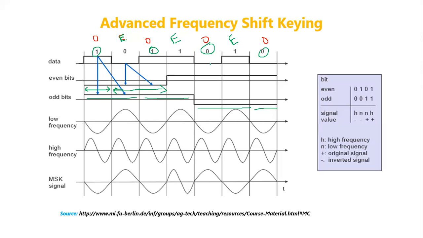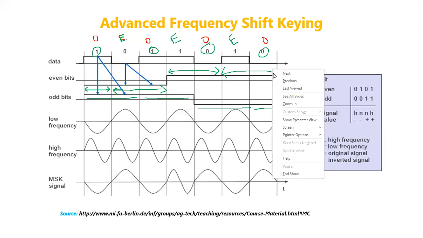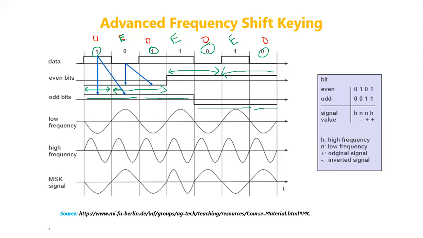Similarly, the next even bit is also 0, and that is represented using two zeros. The next even bit is 1, so that is represented using two ones. Again, the next even bit is also 1, so that is also represented using two ones. So this is how the odd bits and even bits are separated out.